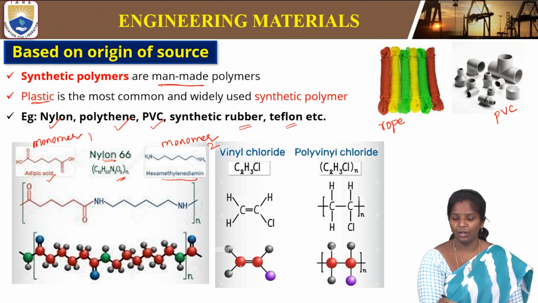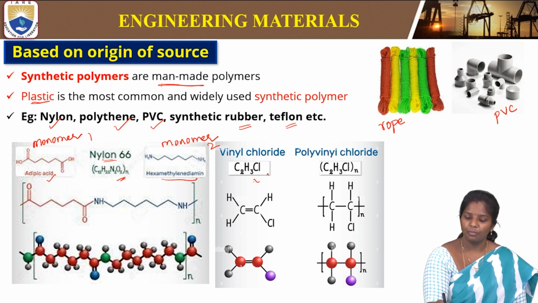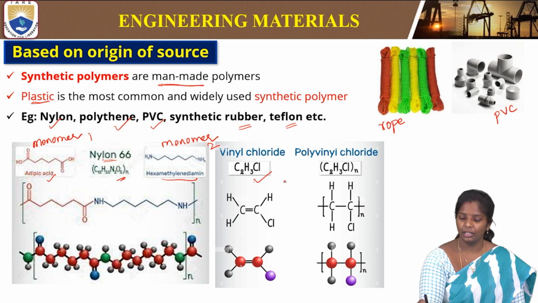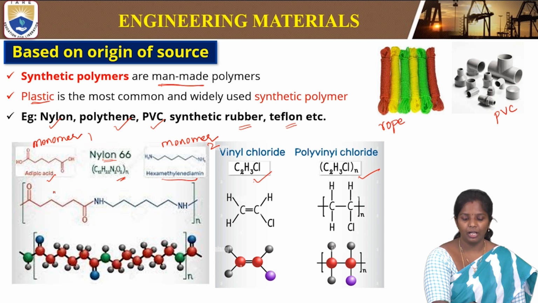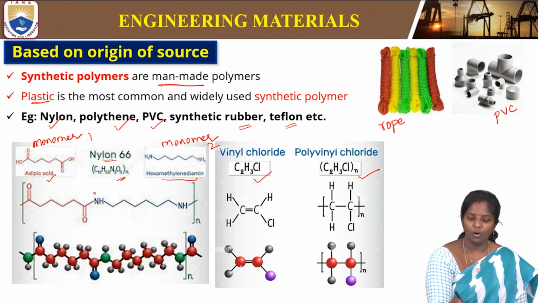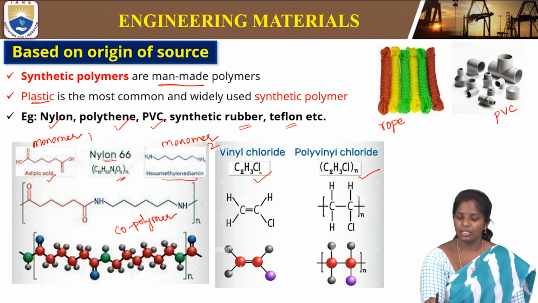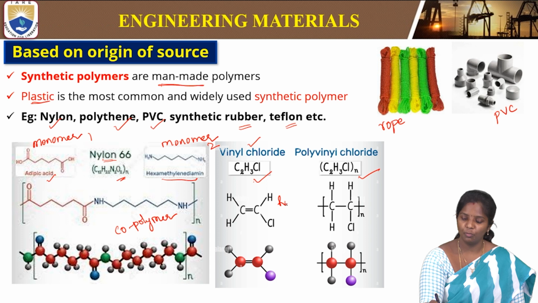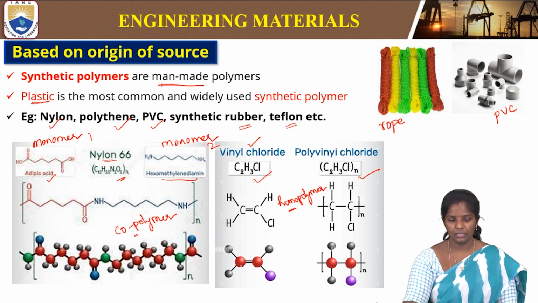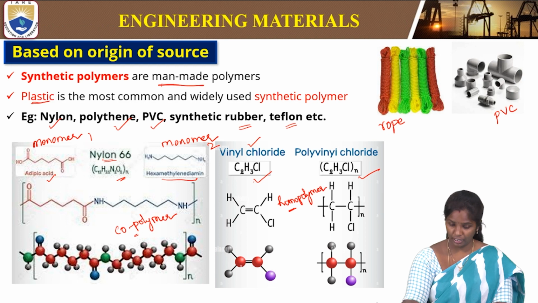And the polyvinyl chloride, this is the polyvinyl chloride. Upon addition, it forms polyvinyl chloride. Here, if we observe, the monomers are two different monomers, so these are copolymers, forming a copolymer. Where a single monomer is used for forming a polymer, it is a homopolymer. This is also an example of a copolymer and a homopolymer. So these are the synthetic polymers that we are using in our daily life.